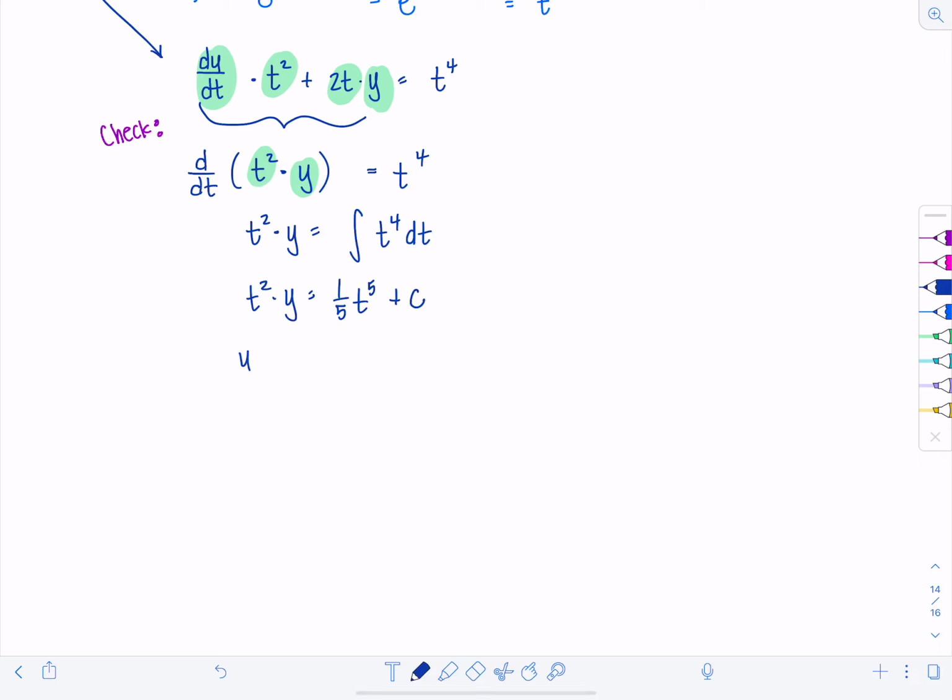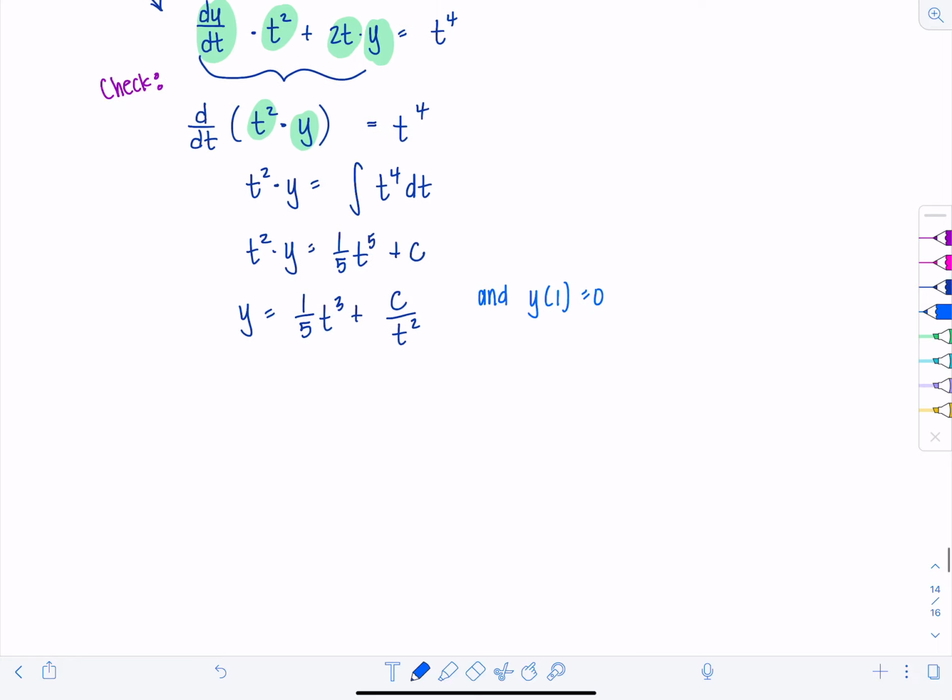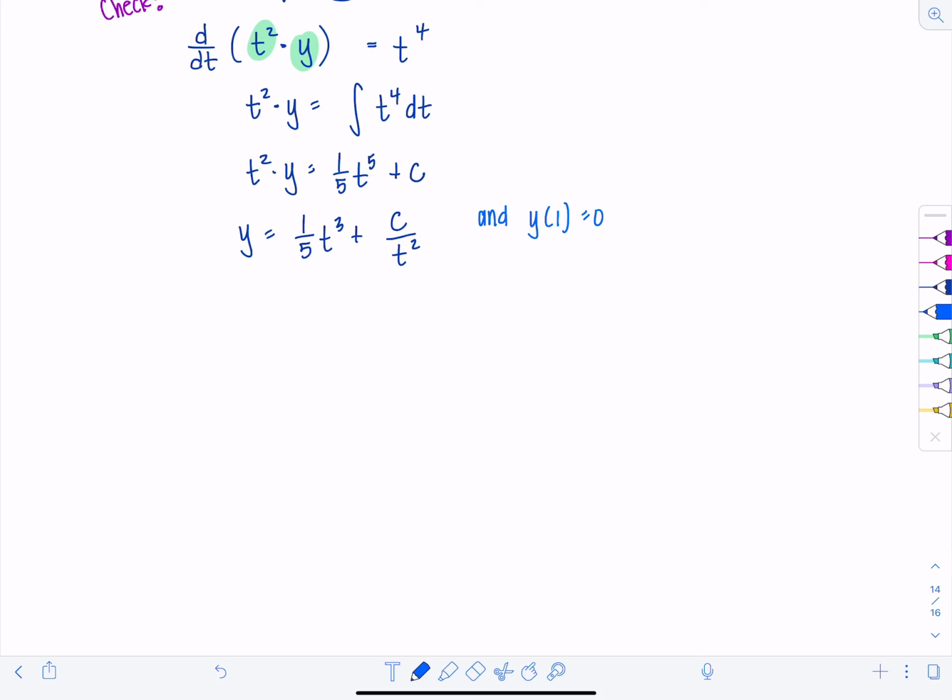Okay, so that means y equals, if I divide by t squared, 1/5 t cubed plus c over t squared. Very nice. And then remember at the very beginning they told me y of 1 is equal to 0. So now I can find c. So 0 equals 1/5 times 1 plus c over 1. So that means c equals negative 1/5.